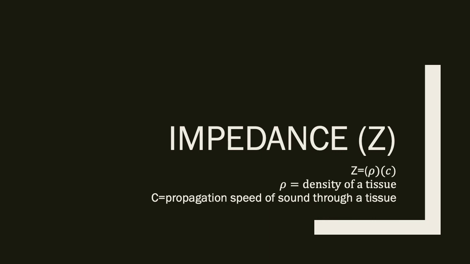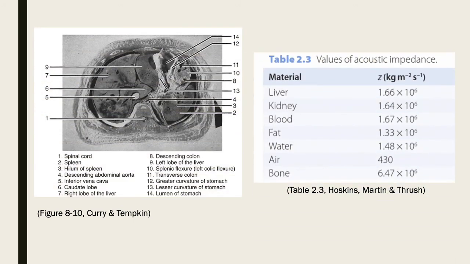So acoustic impedance is found by the density of a tissue multiplied by the propagation speed of sound through that tissue. So I want you to think about how the human body is actually made up of a whole bunch of different types of tissue. Let's take a quick look at an axial slice of the human body and talk about what types of tissue our ultrasound beam might encounter as it goes through the body.